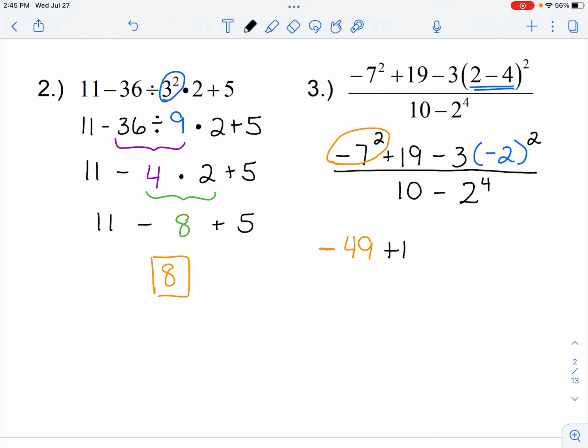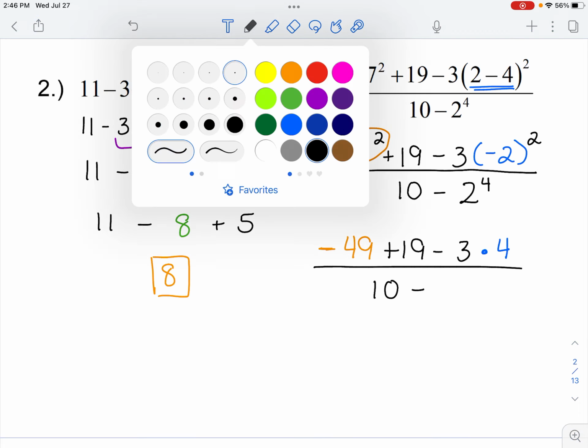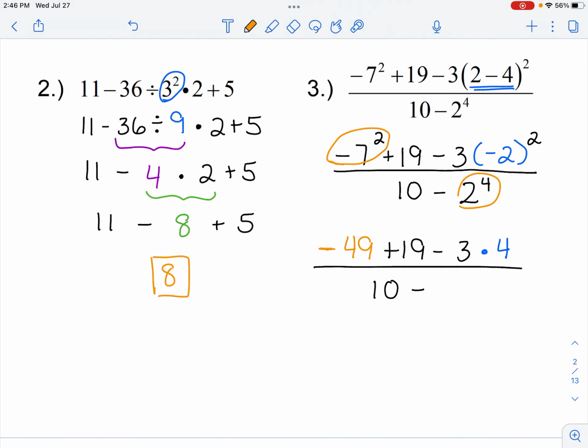Then I have plus 19 minus 3 times. Negative 2 squared means do negative 2 times negative 2. That gives me a positive 4. And then the denominator, I have 10, subtract 2 to the 4th. So 2 times 2 times 2 times 2. 2 to the 4th power is 16. So this right here is 16.